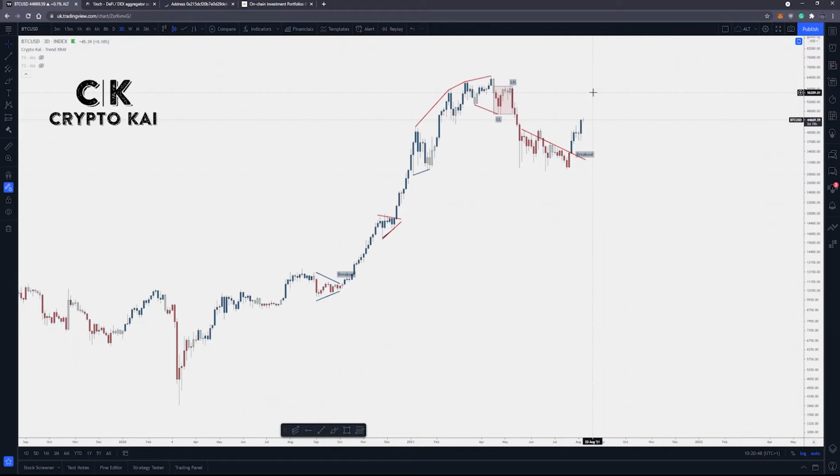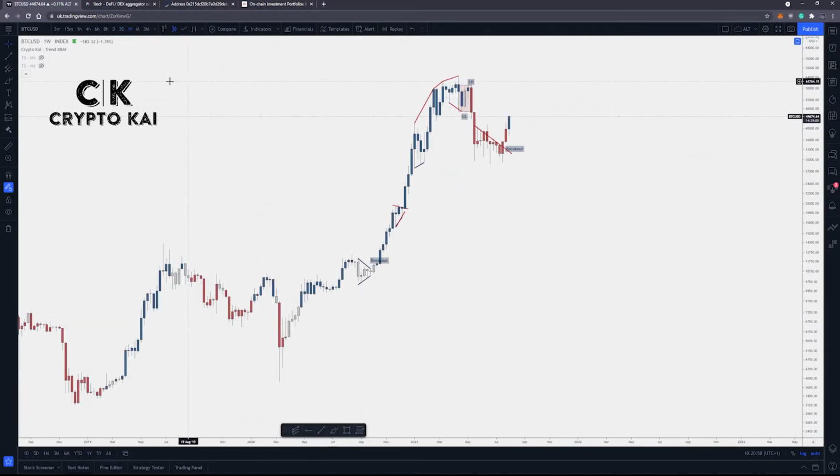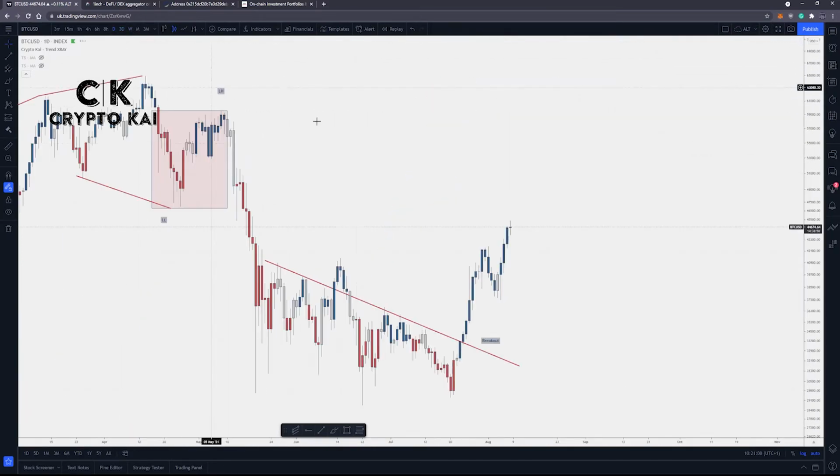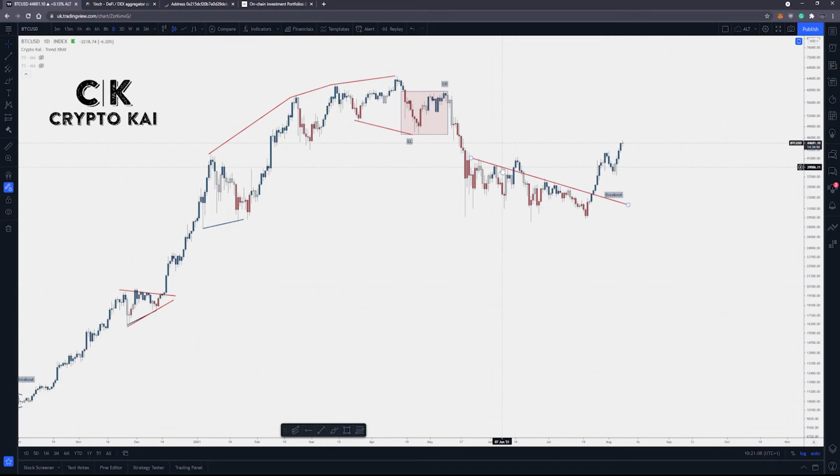So that's a quick overview of the CryptoKai Trend X-Ray. It's a really good tool for screening assets. Works on multiple timeframes. I prefer the 3-day, the weekly, and the daily. And on the shorter timeframes, I'm just playing into the trend that the indicator is signaling on the higher timeframes.